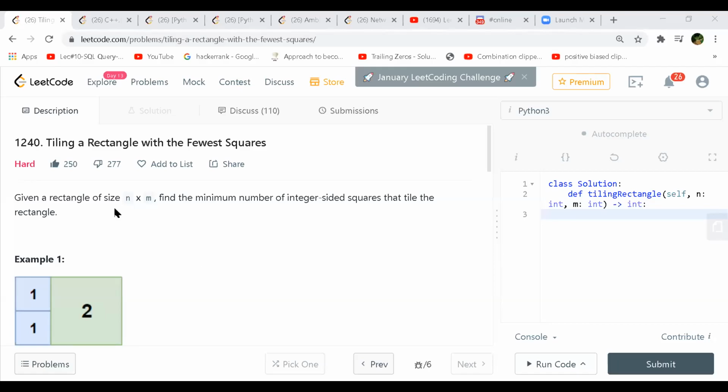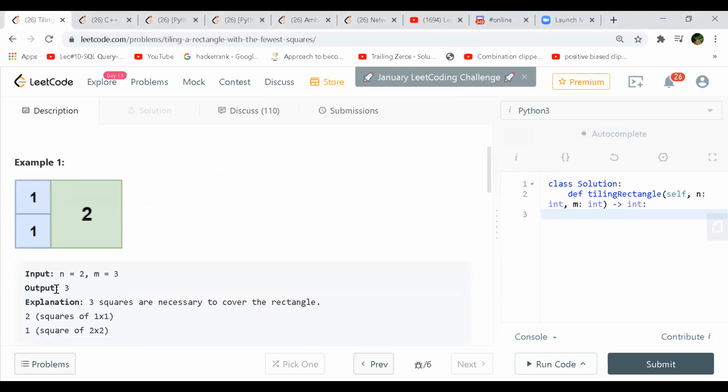Okay. Our problem is tiling a rectangle with fewest squares. So we are given a rectangle of size n cross m, and we have to find the minimum number of integer-sided squares that tile the rectangle. For a 2 cross 3 rectangle, we have two squares of size 1 cross 1, and the remaining space is tiled with one square of 2 cross 2. So a total of 3 squares, the minimum number.